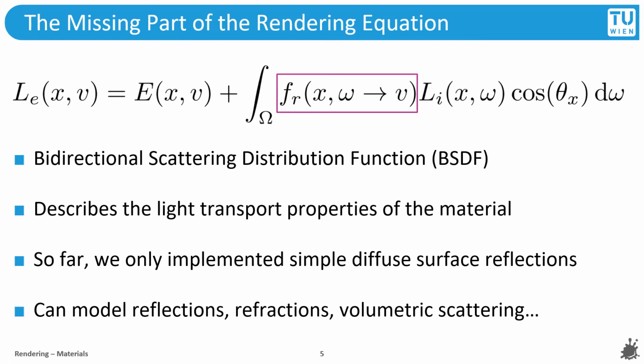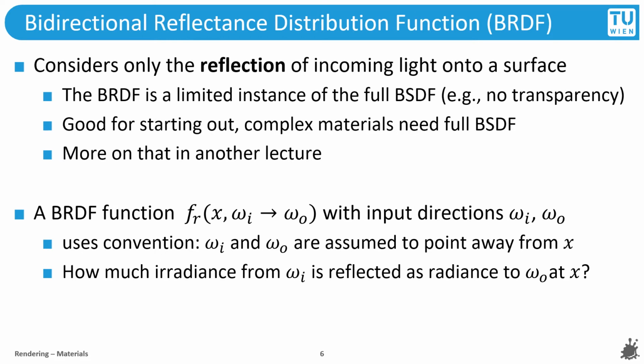But for now, we will only look at a subset of effects that the BSDF can model. For now, we will only consider materials where light is either absorbed, that is, lost in transport, or reflected at or immediately below the surface.